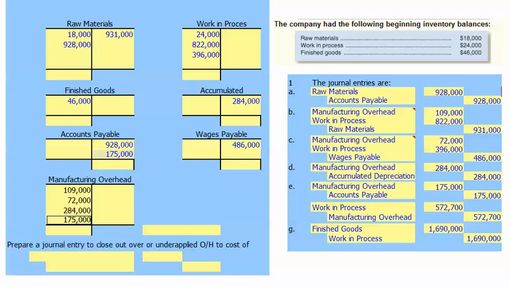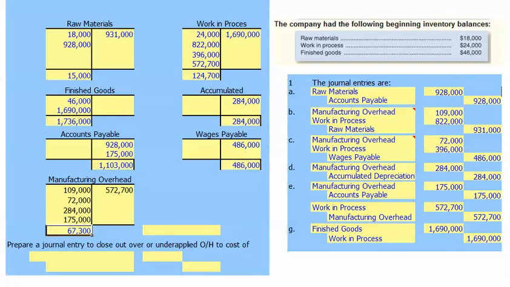Next, letter F will post our debit to work in process of $572,700 and the credit to manufacturing overhead for the same amount. Then finally, we can post our finished goods and work in process journal entry. After we've posted all of our journal entries, we can add up our T accounts. The one we're going to want to pay attention to next is our manufacturing overhead, because we're asked to determine whether we have under or over applied overhead.